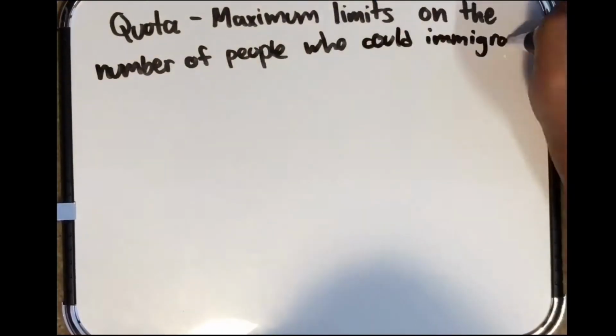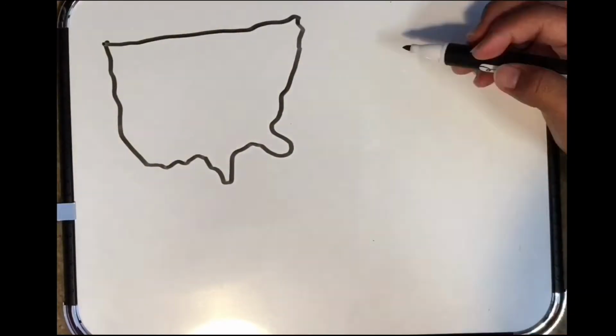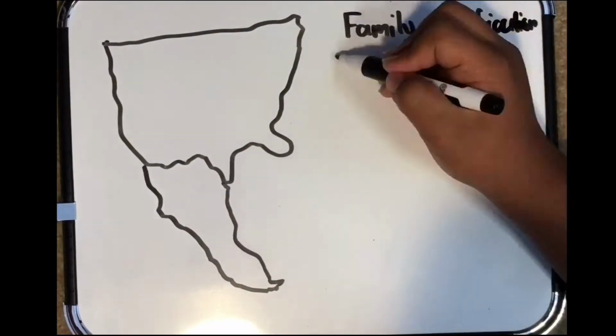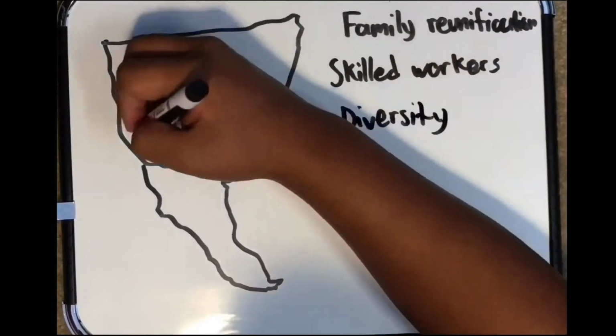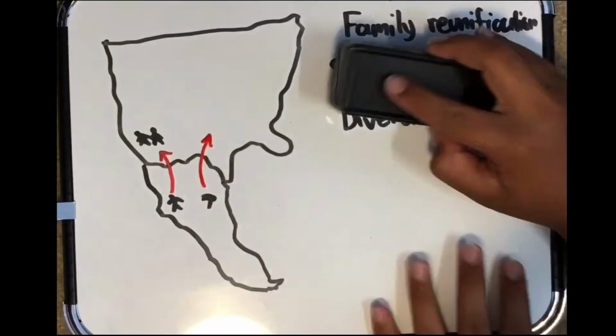Quota is the maximum limit on the number of people who could immigrate to the United States during a one-year period. Under quota, 3/4 of immigrants are admitted to move into the country to reunify existing families. Skilled workers get most of the quota, and diversity admits different races and cultures.